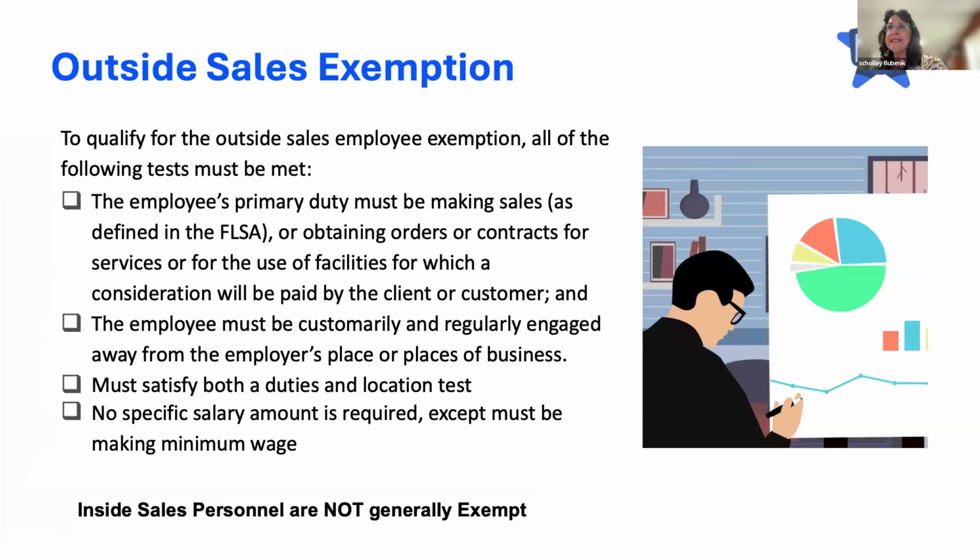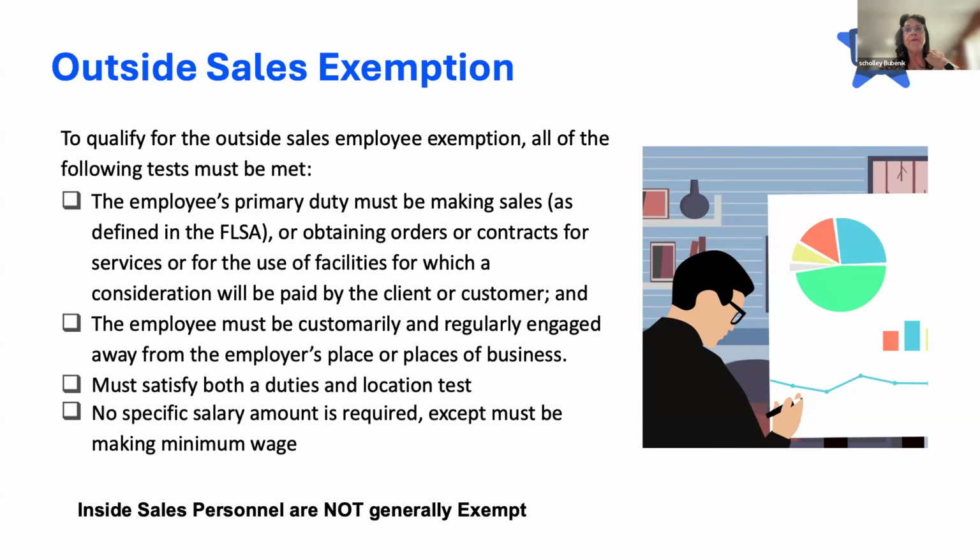And then the outside sales exemption. Of course, this is a salesperson obtaining orders, but the main thing here is that the employee must be customarily and regularly engaged away from the employer's place of business. That doesn't mean in your home office. This is truly an outside salesperson who is meeting with clients outside of the office, going on appointments. Inside sales personnel are generally not exempt. And this is another area where I see a lot of misclassification.